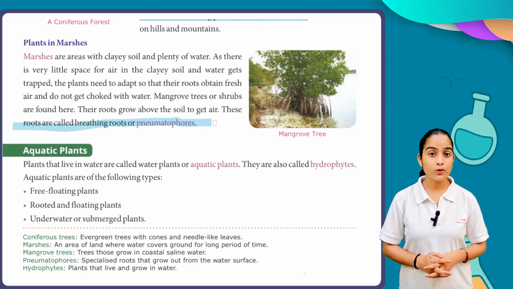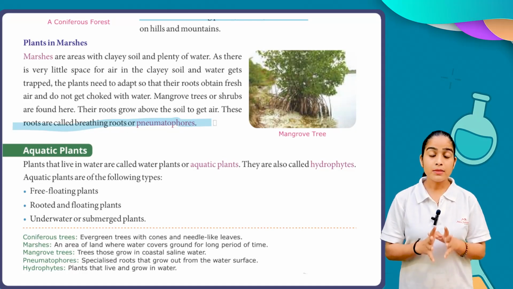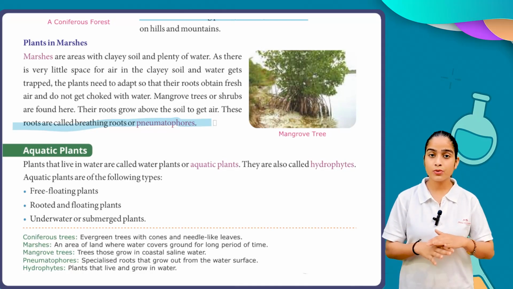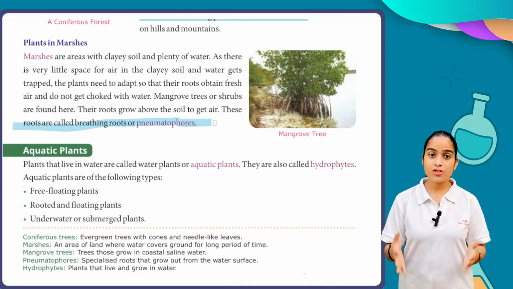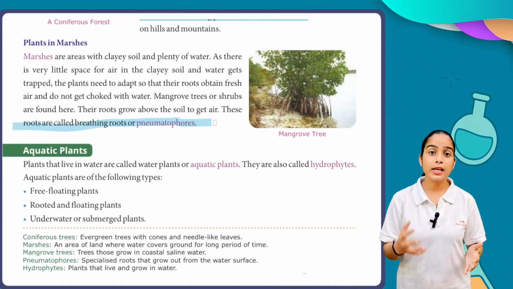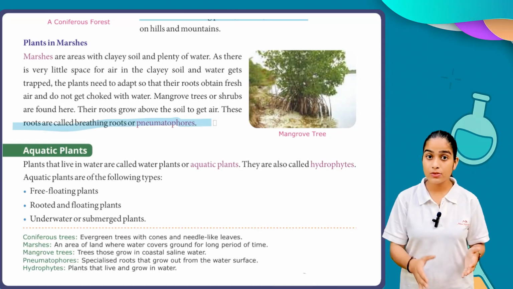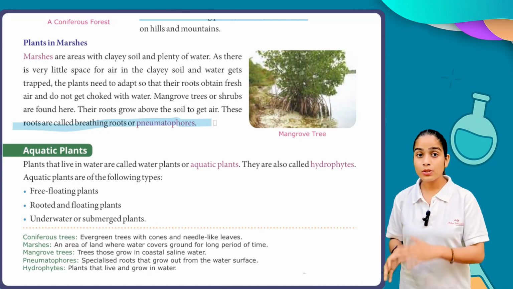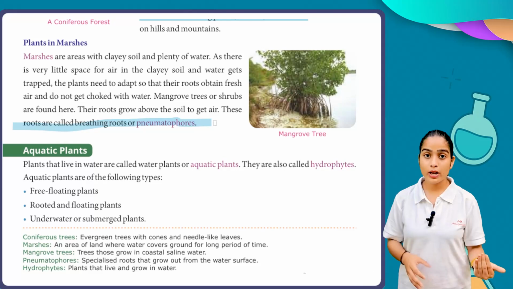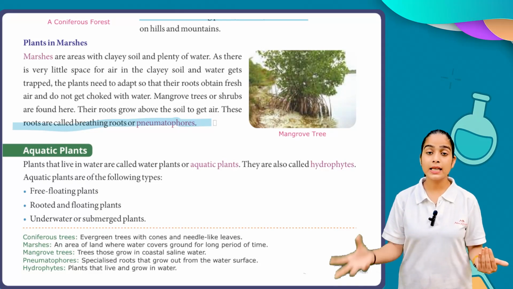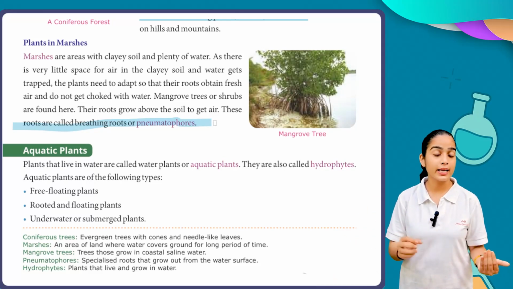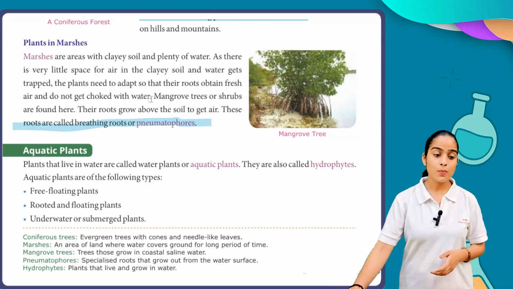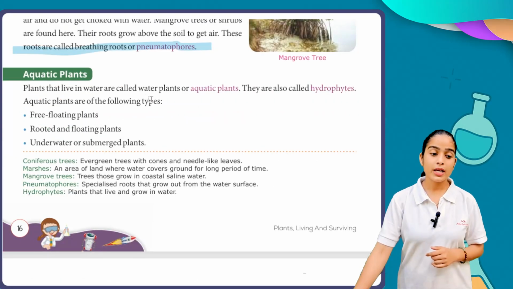We call them pneumatophores. Pneumatophores means the breathing roots, because in clay, in marshes areas, we do not have much space, and because of that they cannot take air inside. So that is why the roots of the mangrove trees, the marsh plants, grow outside of the soil, and with that they can take air directly, and that is why they are referred to as pneumatophores. Next we have aquatic plants.